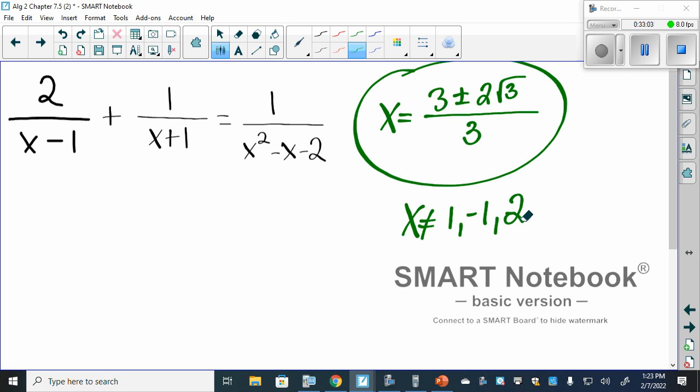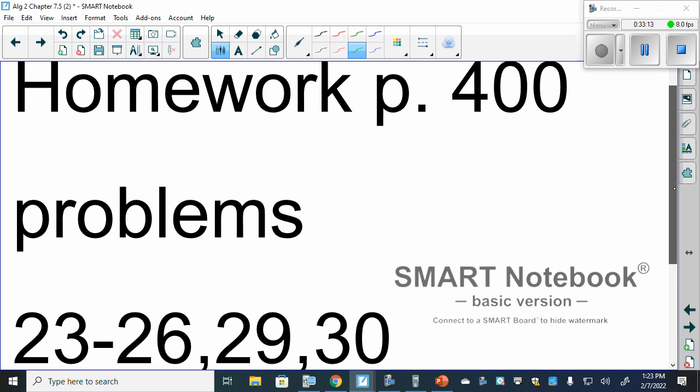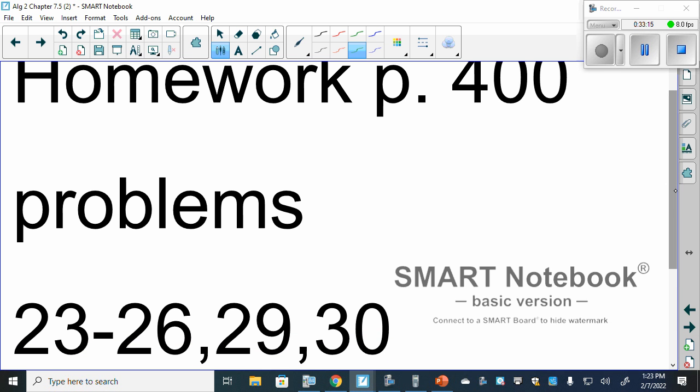But a lot of the times, especially when we cover this and go over this, it's easier to work with them if they have whole number solutions than if they have solutions like this here. But that is the end of chapter 7. So this here is your last assignment on page 400, problems 23 through 26, 29, and 30. So you do have those there.